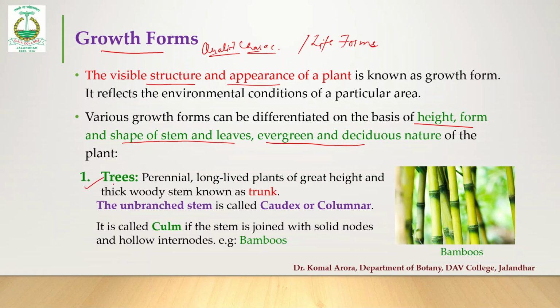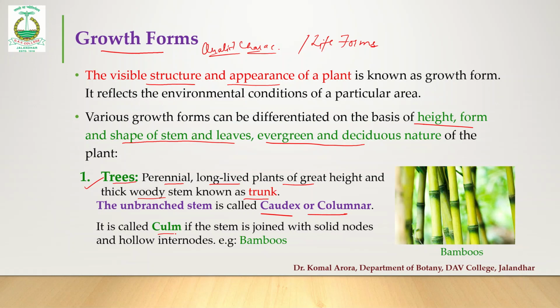The first most common one is trees. Now you all know what trees are. These are perennial, long-lived plants which have great height. They have a thick woody stem which is known as the trunk. Further, depending upon the overall shape, we have classified trees into the caudex or columnar. This is the case when the stem is unbranched, as you see in coconut and date palm. So that is caudex or columnar.